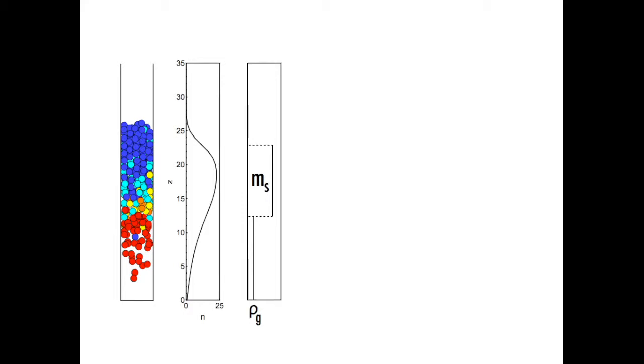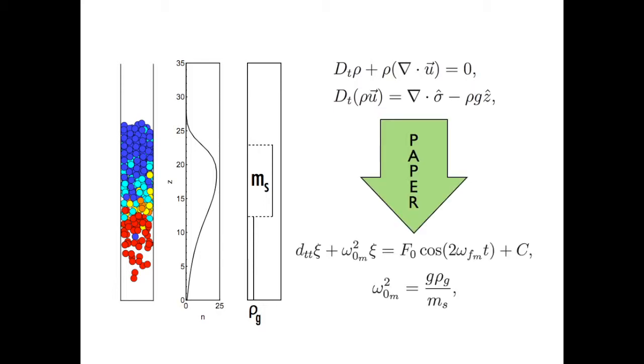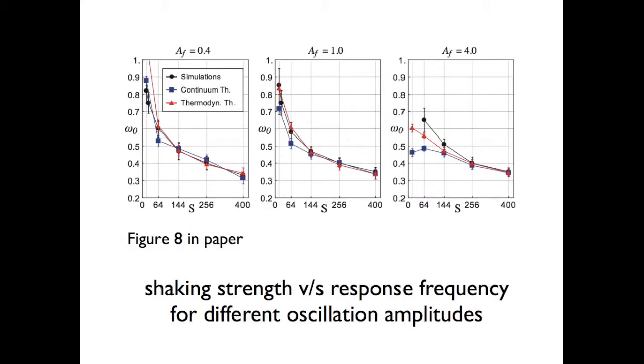By approximating the average density profile of the system by 2 constant regions of low and high densities, and considering Cauchy's equation for continuum media, we are able to obtain a relation between the frequency of the oscillations and the ratio of the densities of the bed. The agreement between simulations and the model is overall very good, and improves as the shaking strength increases.